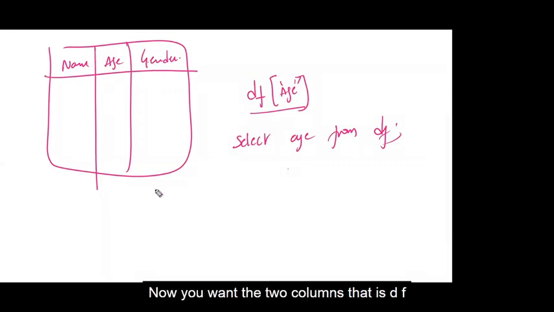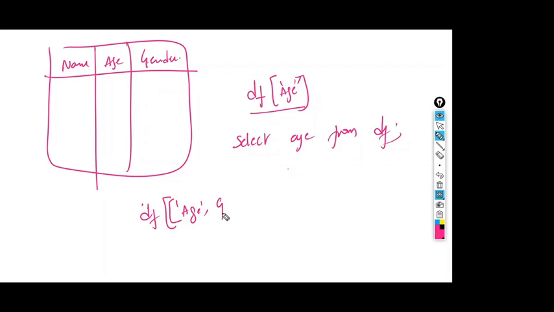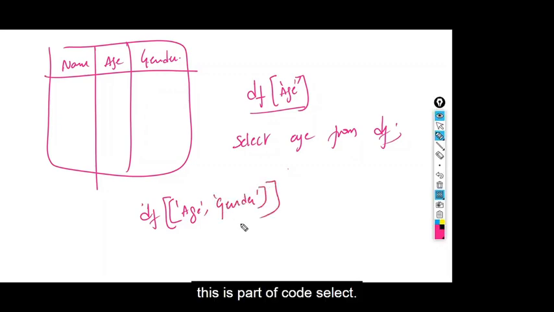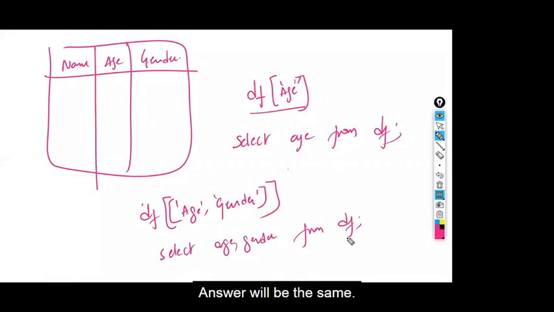Now you want the two columns, that is df of age and gender. So you are going to take as a list, gender and age. This is pandas code. Select age, gender from df. This is SQL code. The answer will be the same. This is pandas code and this is SQL code.